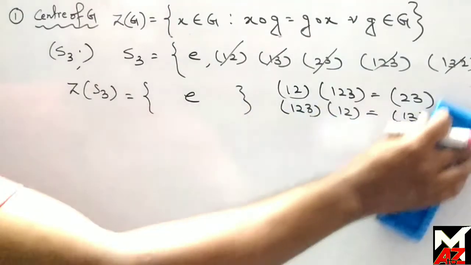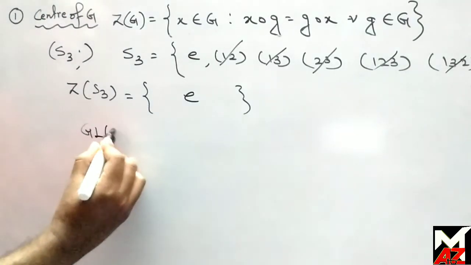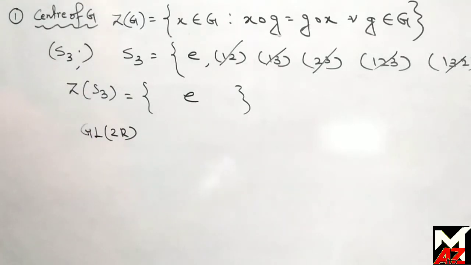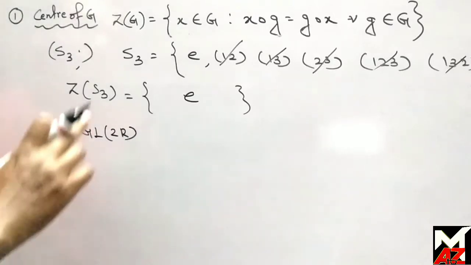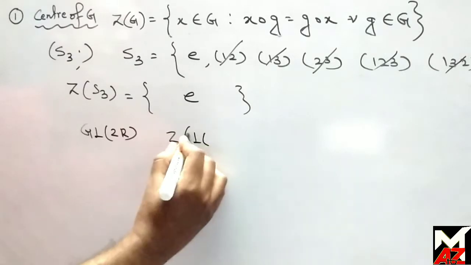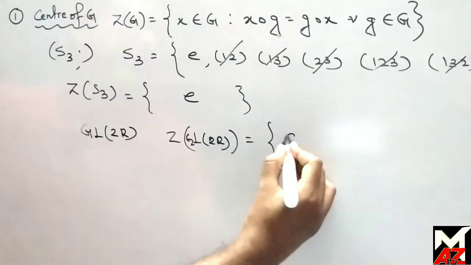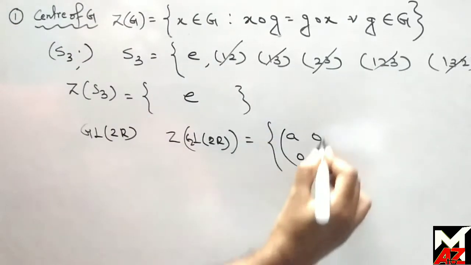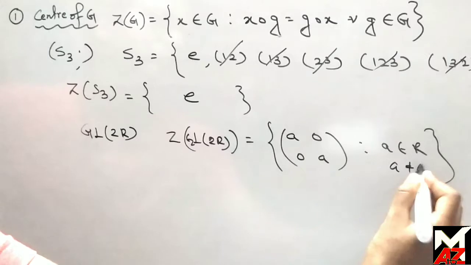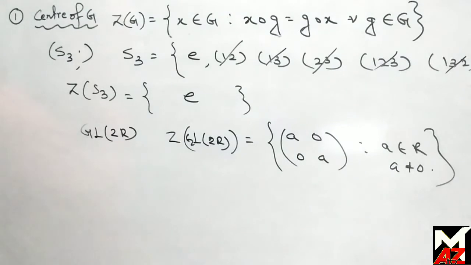Similarly, if we consider GL2(R), that is the general linear group of 2 cross 2 matrices of real numbers, then it is seen that Z of GL2(R) is this type of element, a 0, 0 a, such that a belongs to R, and obviously a is not equal to 0, because if a equals 0, then the determinant is equal to 0. So it is a singular matrix.